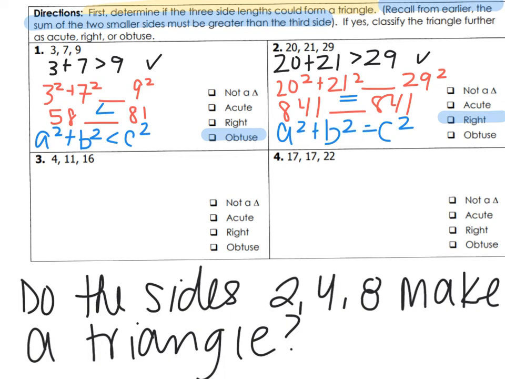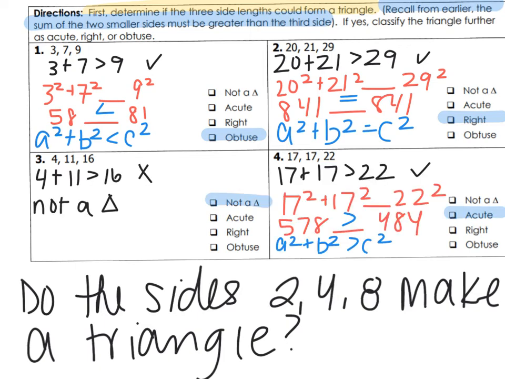Okay? Just like last time, I want you guys to pause the video and answer numbers 3 and 4. All right, so here are your answers for number 3 and 4. Hopefully you got the same. Number 3 is not a triangle because 4 plus 11 is not greater than 16. And number 4 is an acute triangle because a squared plus b squared is greater than c squared.